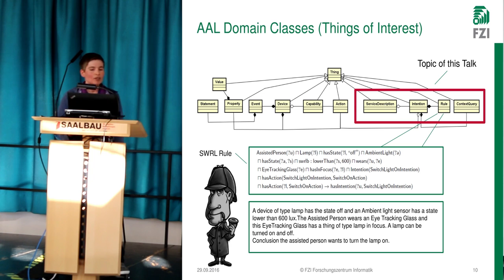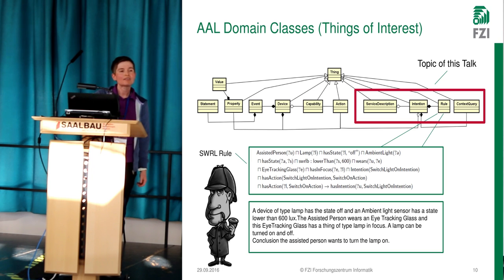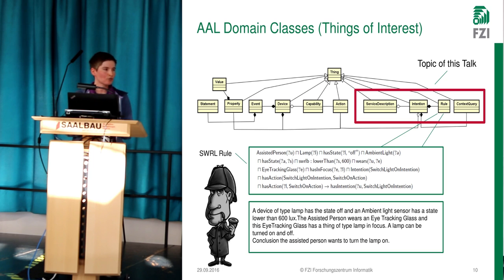Here on this slide, I already introduced this in the last talk. We devised an ambient assisted living ontology, and I will just talk about the classes in the red box. That's the main focus of my talk: the program for our Sherlock agent. As I said, we have a service description, and the service description is linked in this case to an intention, meaning the user intention. So we try to describe the user intention inside this intention class. This intention is then also linked to the appropriate rules which are necessary for our Sherlock agent, and to appropriate context queries in order to get context information of the environment and of the user.